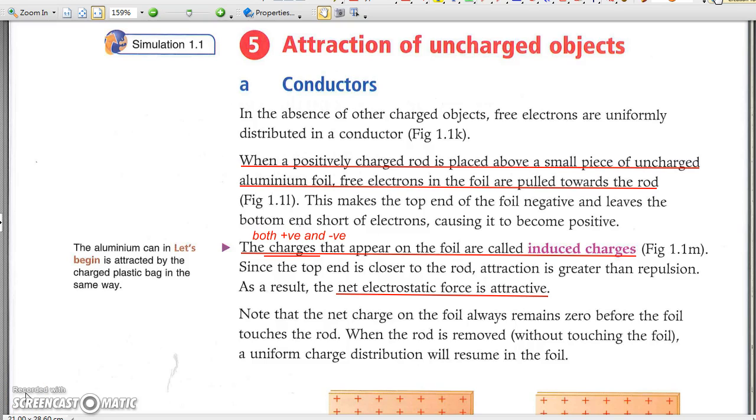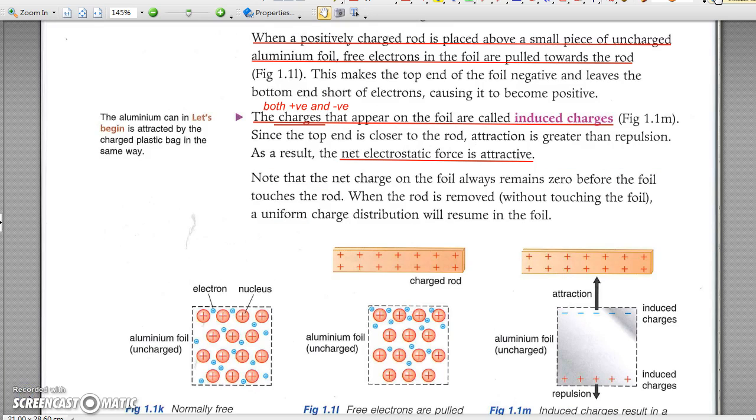A. Conductors. When a charged rod is placed close to a small piece of aluminum foil, the aluminum foil is attracted. As the foil was neutral, free electrons on it were uniformly distributed originally. When the positively charged rod is placed nearby, the free electrons are attracted, in this case, upward.